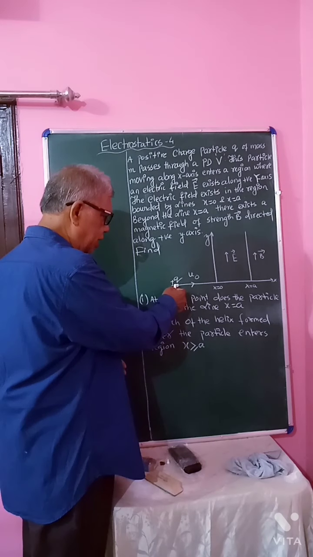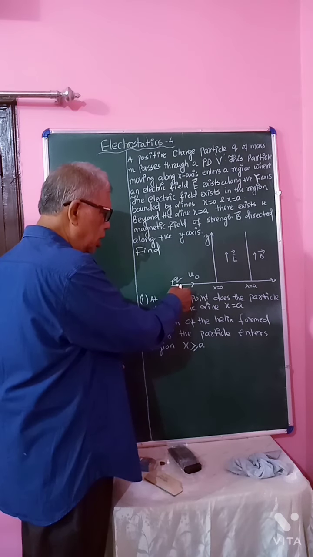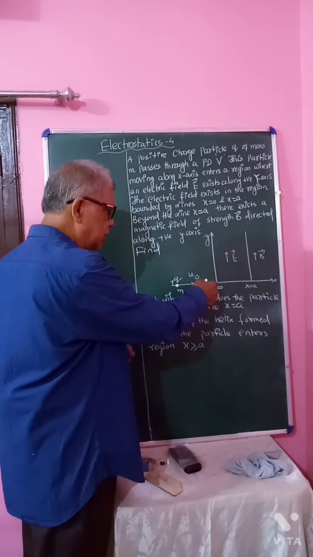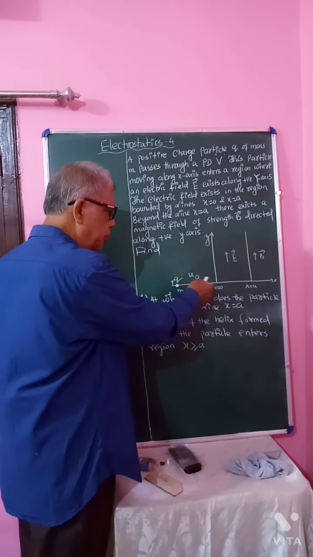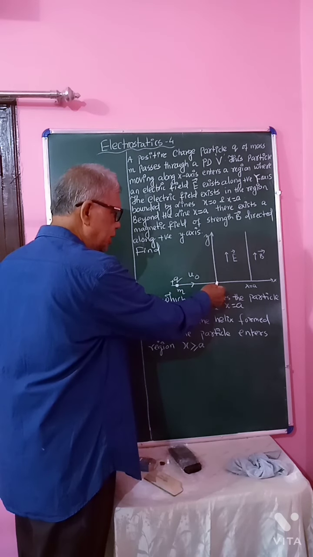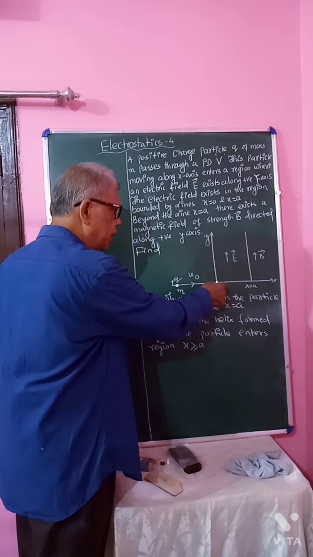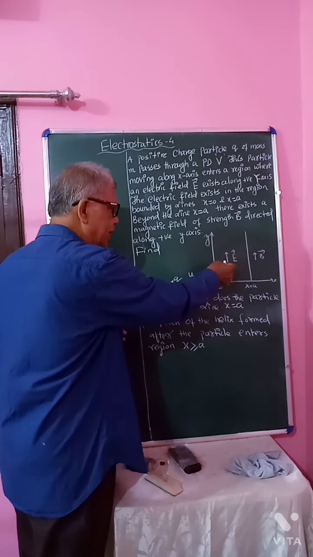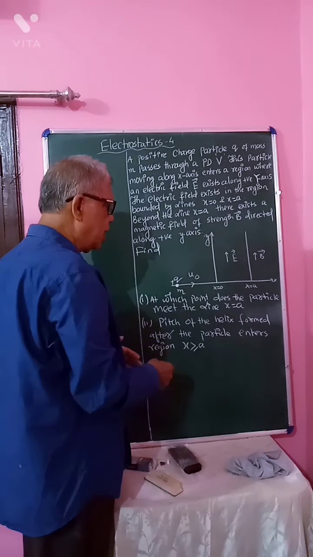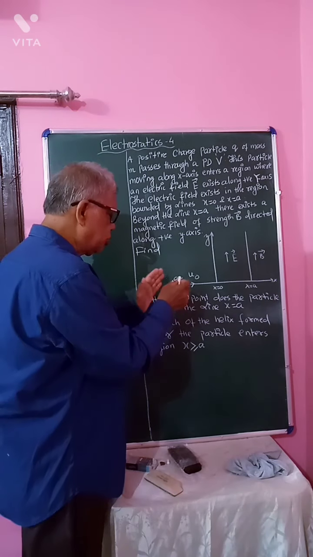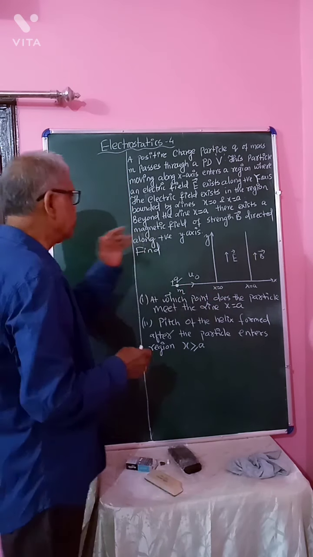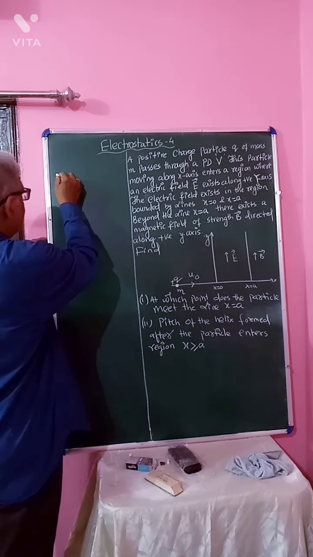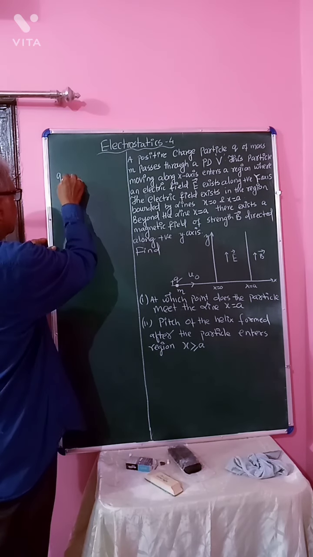A charged particle plus q of mass m, passing through a potential difference of V, gains a velocity u0 and enters the region x greater than or equal to 0, where there is an electric field directed along the positive y direction. First, we shall calculate what the velocity u0 is. Now the charged particle passes through a potential difference of V.